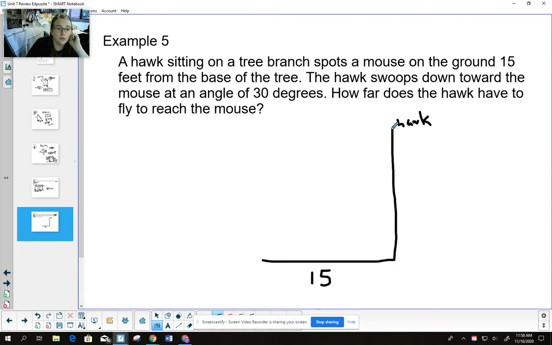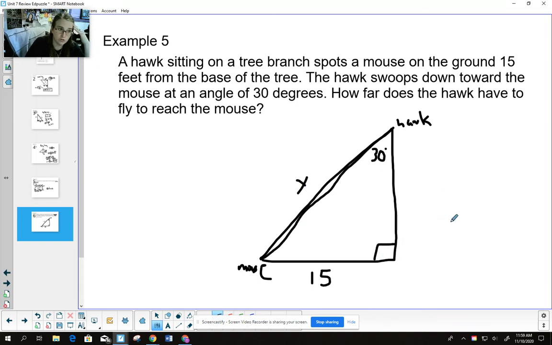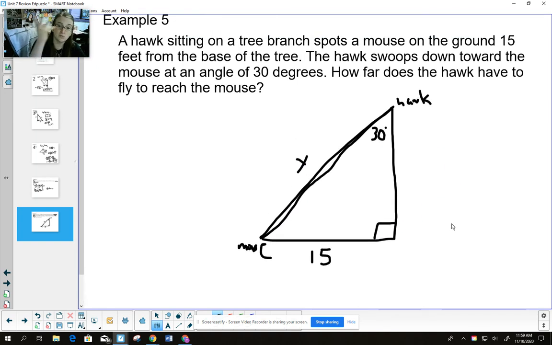The hawk swoops down towards the mouse. Here's the mouse. Hawk swoops down towards the mouse at an angle of 30 degrees. That's where that angle goes, because from the hawk is where that's coming. How far does the hawk have to fly to reach the mouse? Careful. This is not asking for the height of the tree. It's asking for this distance. So that's your x. So fix your picture real quick if you need to, and then solve this problem. We should know what tool in our trig toolbox to use.